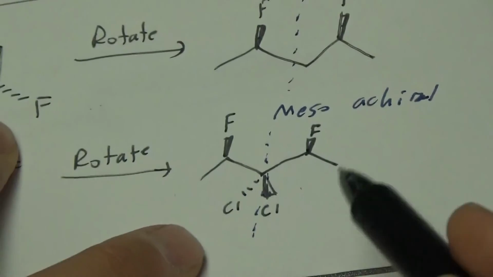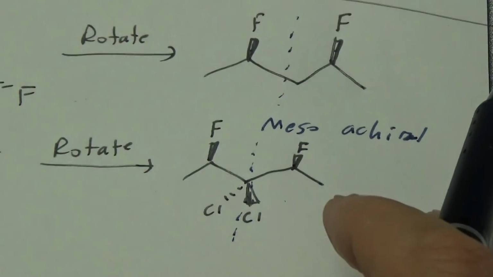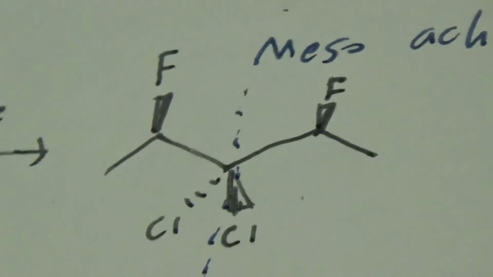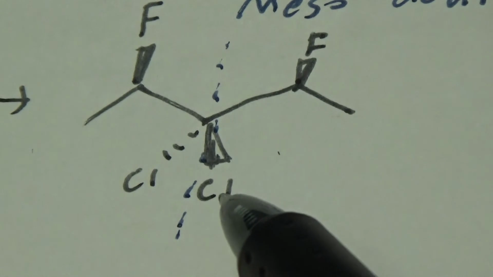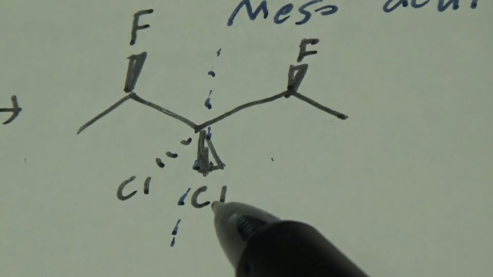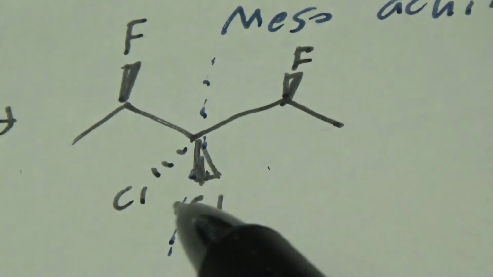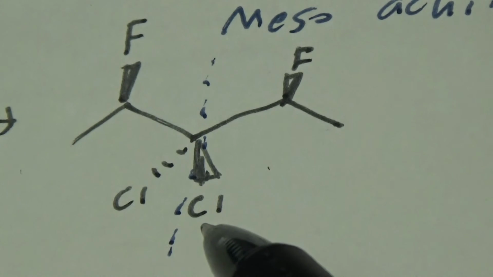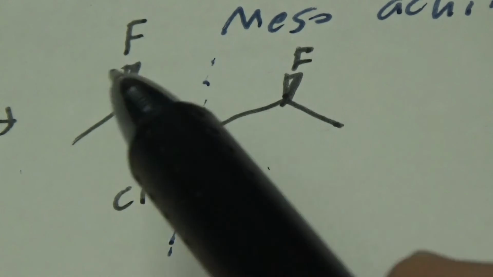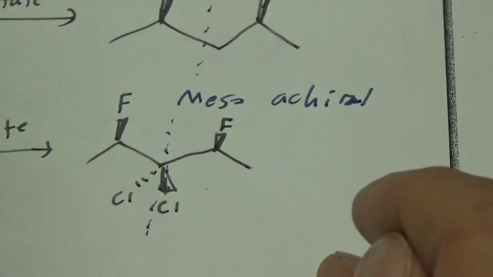Now the only kind of weird thing is, remember the chlorines are not offset to the left and right. It looks like they're offset, right? It looks like, oh, this chlorine's to the left, that's to the right. That's not true though. The chlorine is really going straight back, and this chlorine is going straight towards us. And the plane of symmetry really slices right through the back chlorine and right through the front chlorine, okay? And the left mirrors the right. It's achiral meso. Meso-achiral, okay?